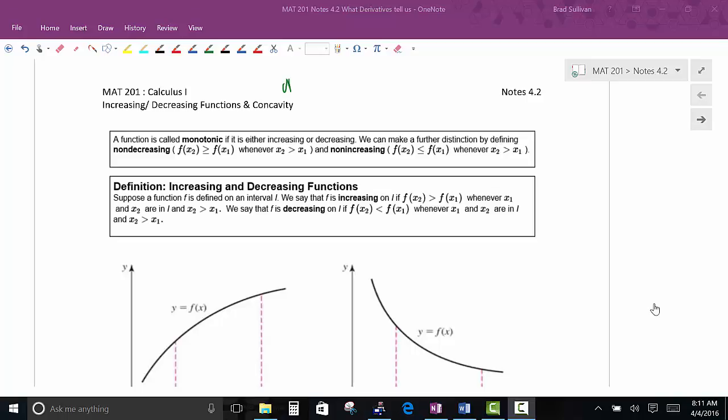There's two stages of this section. We're going to look at how you use calculus to tell where functions increase and decrease. Then we're going to learn something called concavity. Okay, and these are all talking about behavior of graphs. So there's tons of graphing in this.